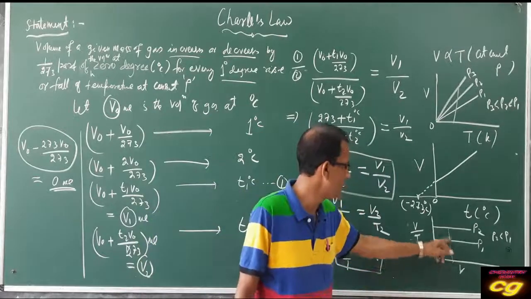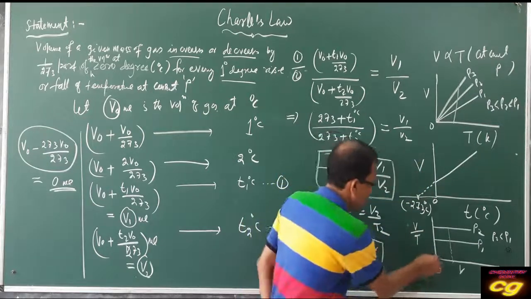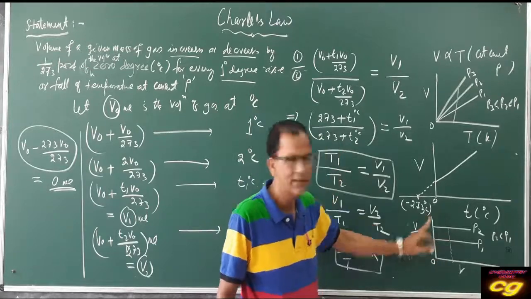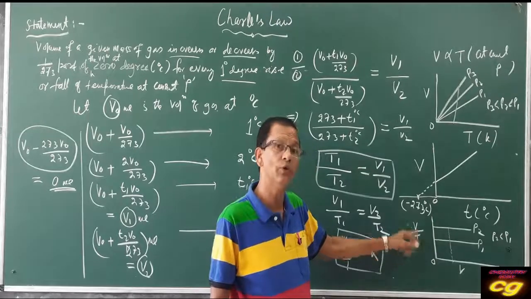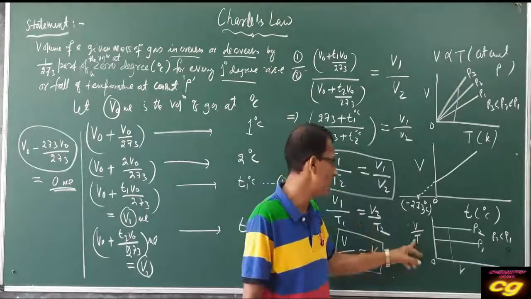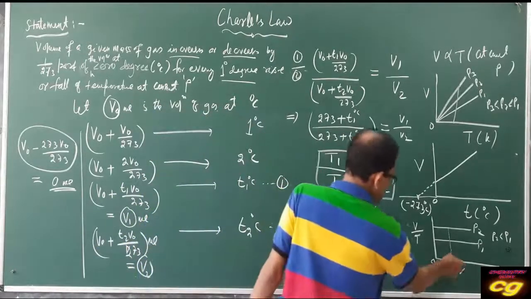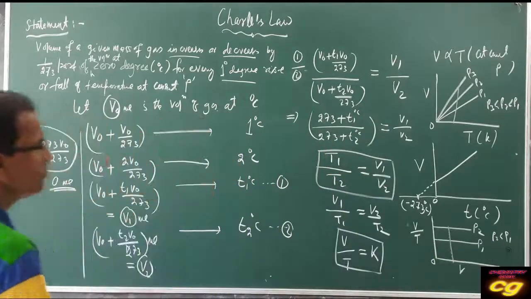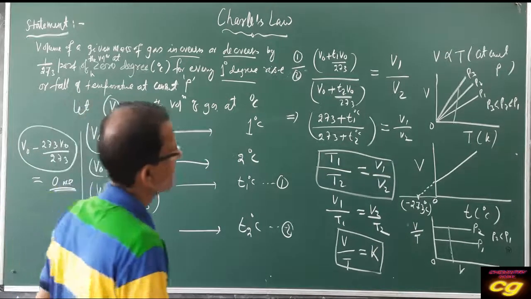As the volume is remaining constant, V by T is increasing, that means temperature is decreasing. We know when volume is constant, temperature decreasing means pressure will also decrease. That's why the graph becomes upward and the relation between P1 and P2 is P2 less than P1. So this is the important graph of Charles's law, and this is the derivation of Charles's law.